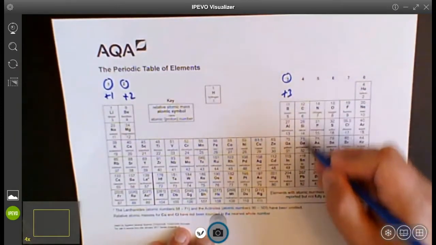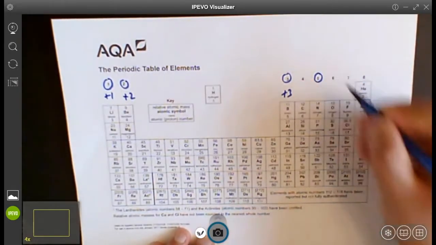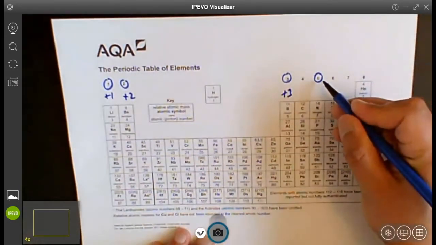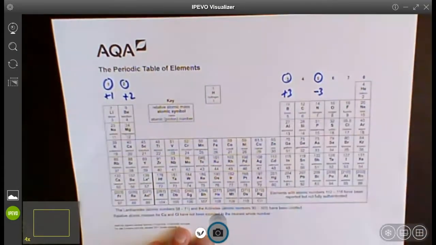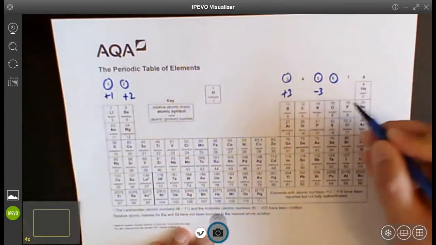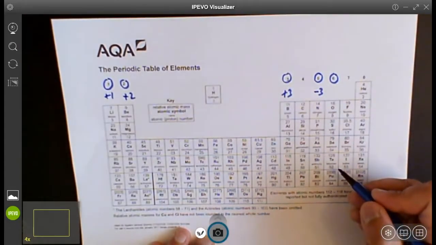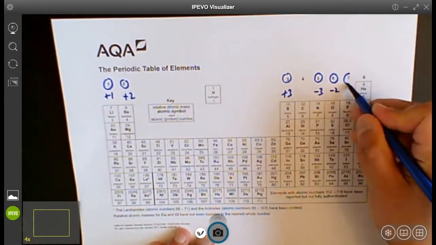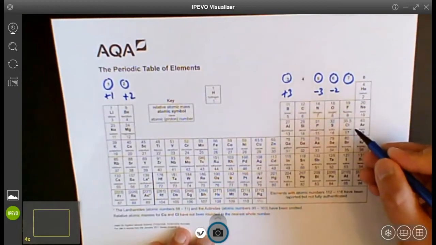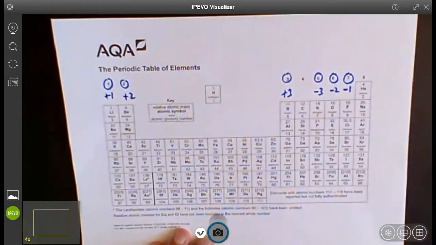You can leave group 4 out. All those in group 5, because they've got 5 electrons in the outer shell, only need 3 more electrons, so they're all -3. Those in group 6 have 6 electrons in the outer shell, so they only need 2, so they become -2. And all those in group 7, fluorine, chlorine, bromine, become -1 charged ions.